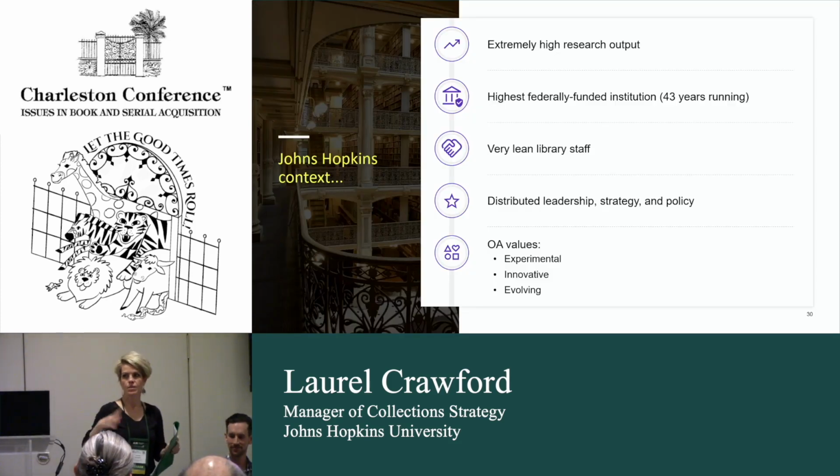Context, Johns Hopkins, you've heard of it, very high research output. We are the highest federally funded university in the States for 43 years running. It is a lot of money. We have very, very lean library staff. We also have a lot of, it's very distributed policy-wise and budget-wise and planning-wise, strategy-wise. We have many different libraries that work together. Our open access values, I would say, are experimenting, trying to be innovative, and they're evolving, so probably like many of you.